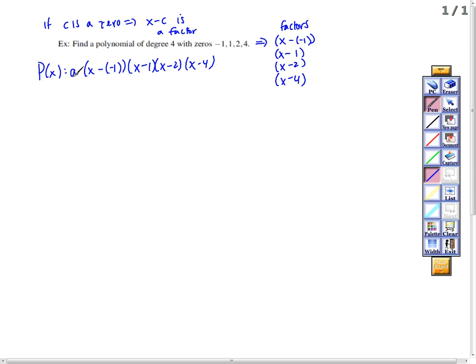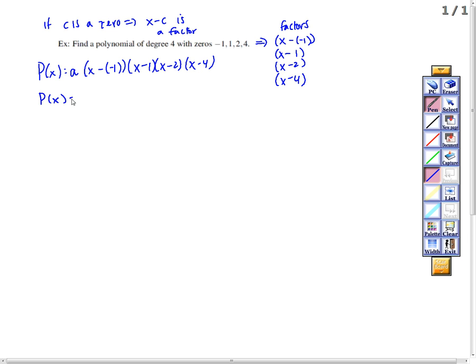We put the a here because this could be 7, it could be 12, it could be 356.2549. If you have some constant here multiplied by all of these factors, if you set the polynomial equal to 0, it doesn't matter what the constant is. So there's infinitely many polynomials that have these factors. So we're going to expand this out.